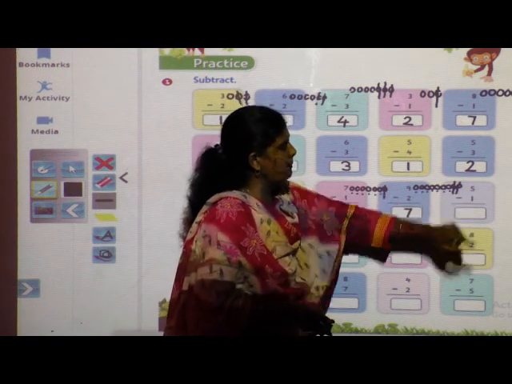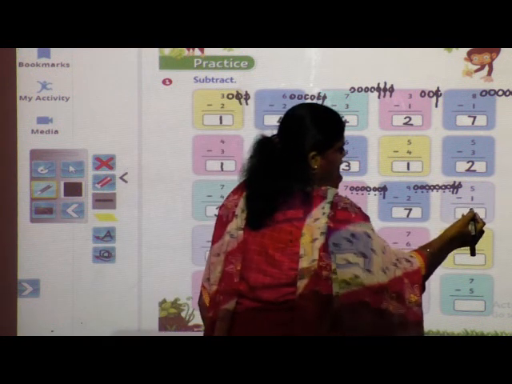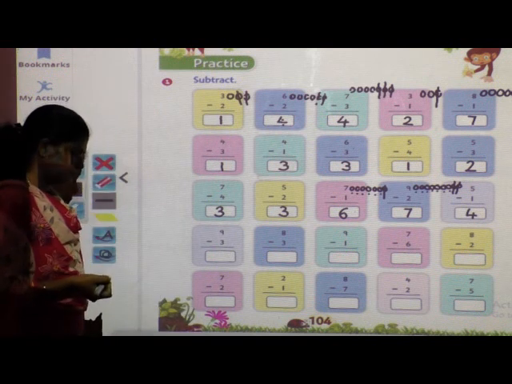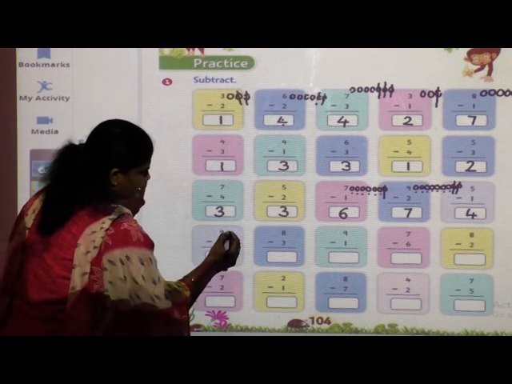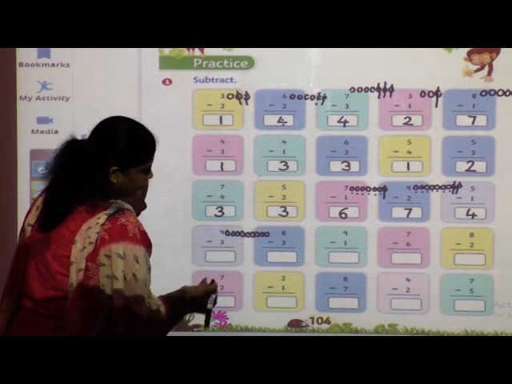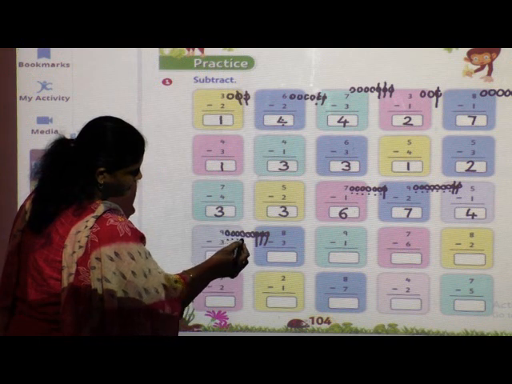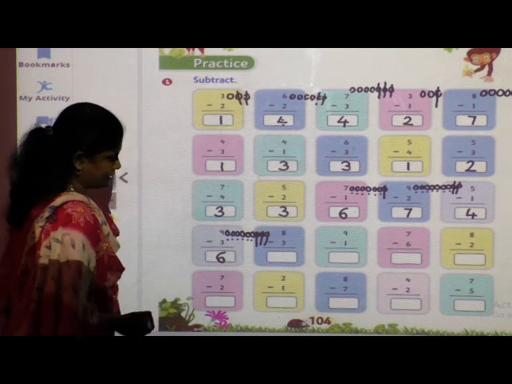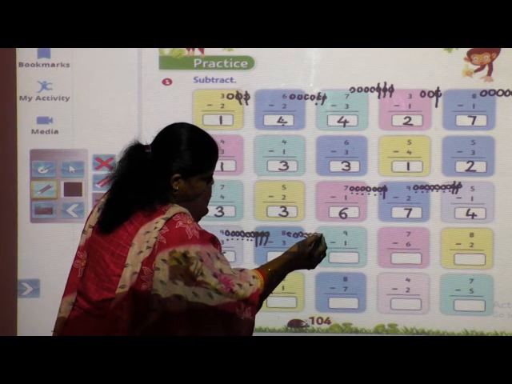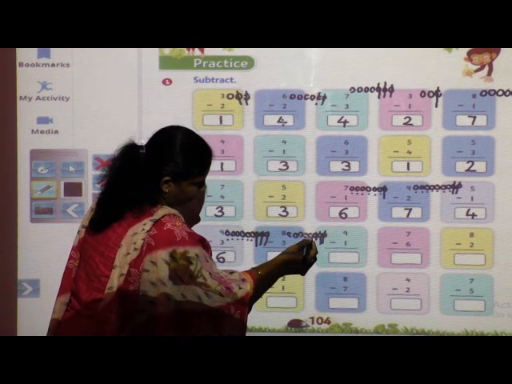So here see, open your 5 fingers. From that minus 1, close 1 finger, so remaining is 4. 9 minus 3. So see here, 1, 2, 3, 4, 5, 6, 7, 8, 9. Minus 3. 1, 2, 3. So how many remains? 1, 2, 3, 4, 5, 6. Write here 6. 8. 1, 2, 3, 4, 5, 6, 7, 8. Minus 3. 1, 2, 3. So 1, 2, 3, 4, 5.